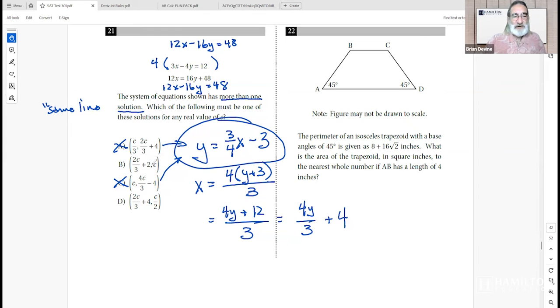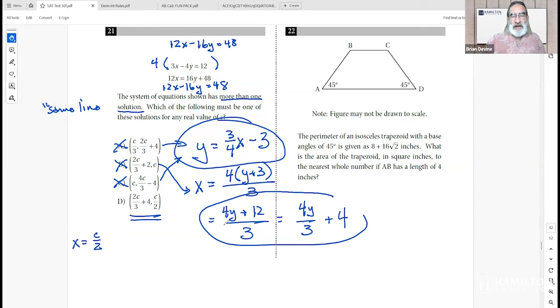And then I look at the other two and I note this. Well, if I put this into here, do I get the same thing? And I don't. But I do note this, that if y equals c over 2, and I plug it into that thing, then I get that x equals 2c over 3 plus 4. So D is the correct answer.